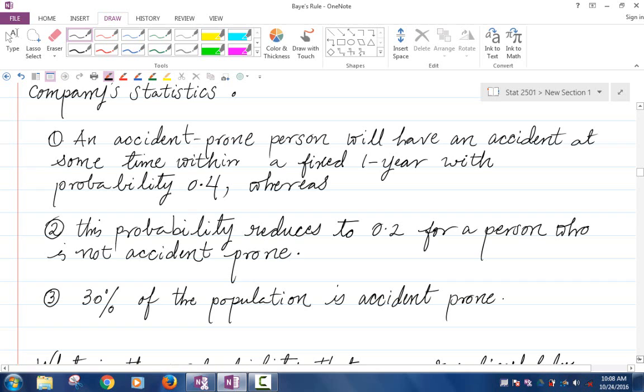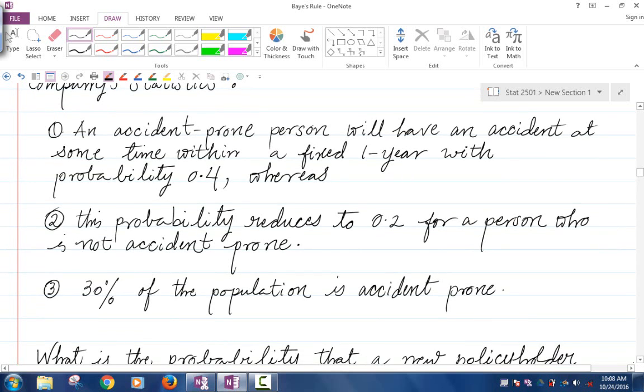In other words, the probability that a driver who is not accident prone will have an accident at some time within a fixed 1 year is 0.2. And another piece of information here is that 30% of the population is accident prone.